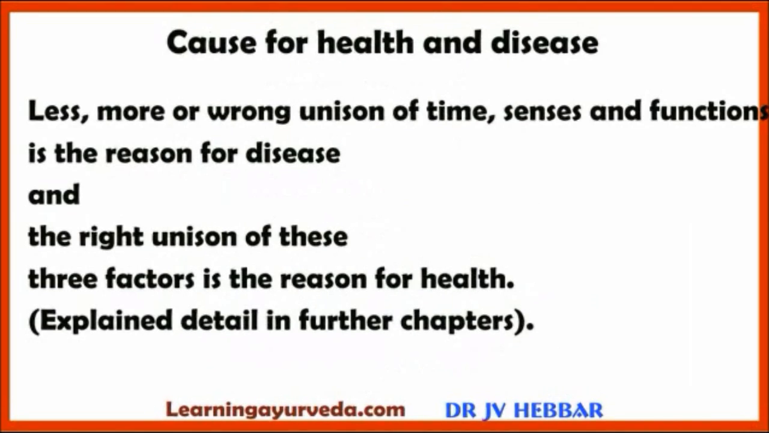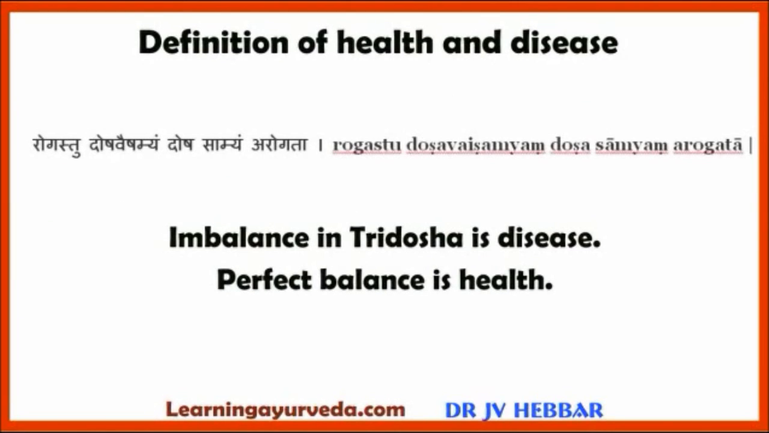Next, cause for health and disease. Less, more or wrong unison of time, senses and functions is the reason for disease, and the right unison of these 3 factors is the reason for health. Next, definition of health and disease. Rogastu dosha vaishamyam, dosha samyam arogata. Imbalance of Tridosha is a disease, and perfect balance of Tridosha is health.